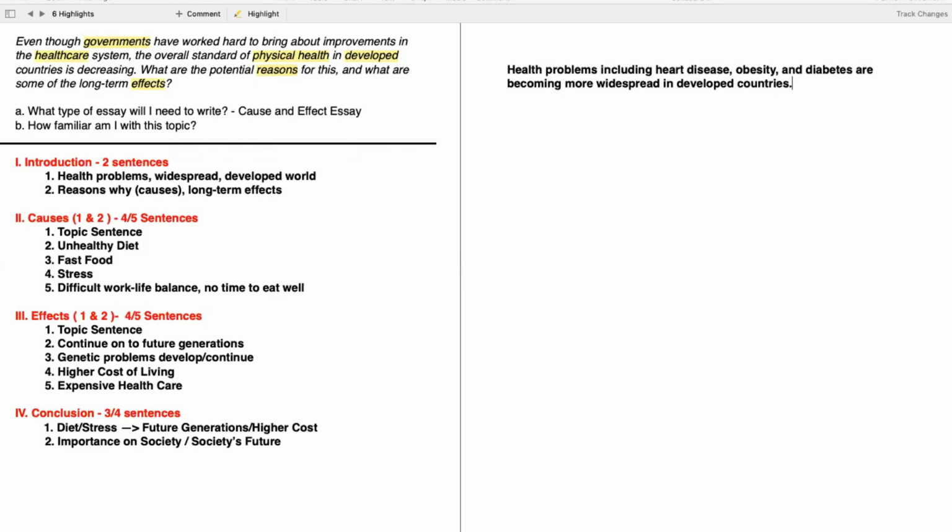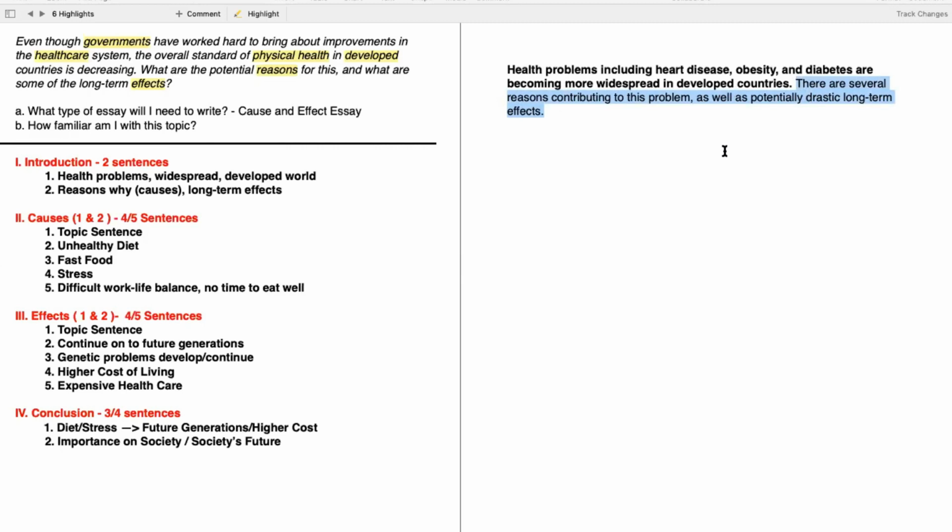Now I'm going to talk about the reasons why. So I'm going to write, there are several reasons, because I'm talking about two causes and two effects. So, several reasons contributing to this problem, as well as potentially drastic long-term effects. Now, these are my two sentences. I've got my introduction, first introductory statement, and the reasons why. And this sentence here sets the stage for the causes and the effects.